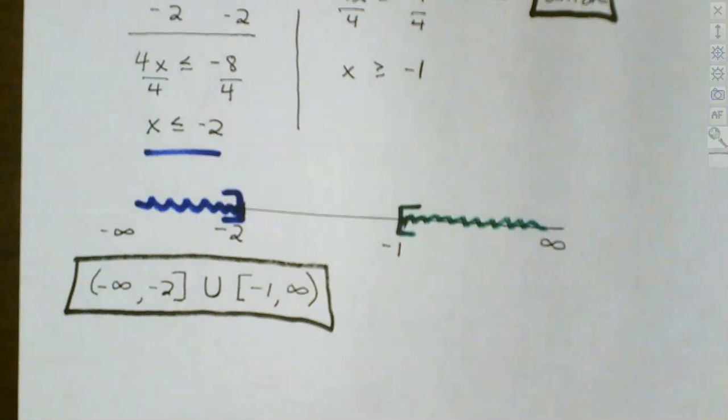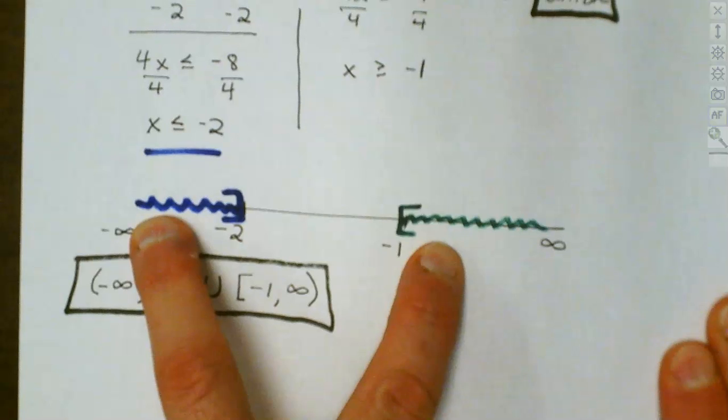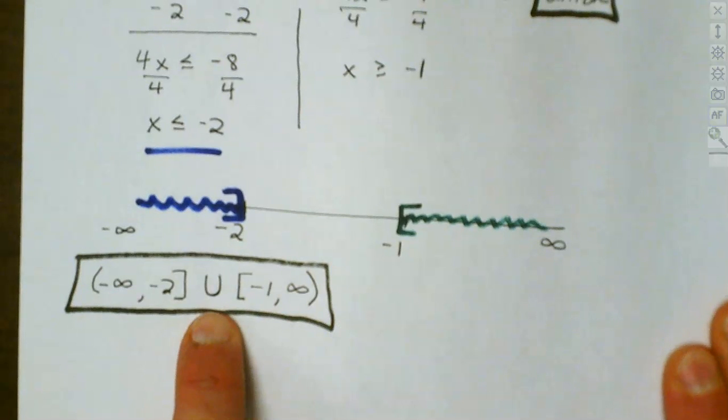So that illustrates then 3 different types of answers that you might get. They can overlap in the middle. It could be everything if it's an or. Or it could look like this, where it's 2 pieces. And how do we put them together? U for union.